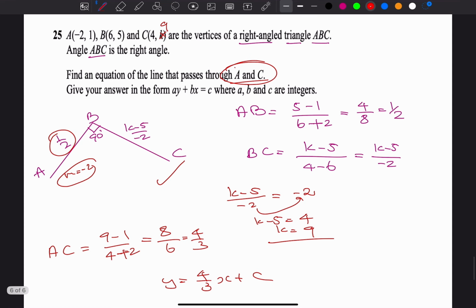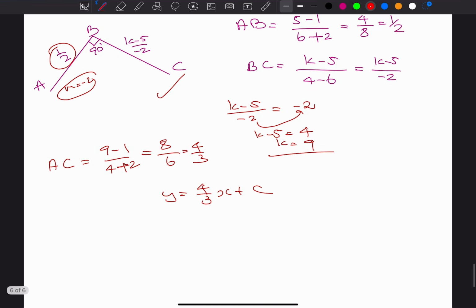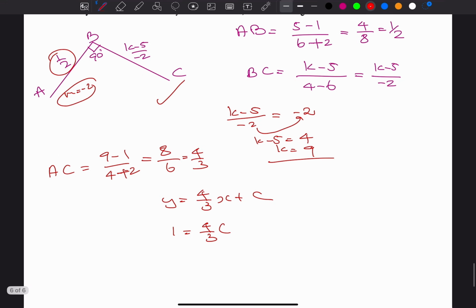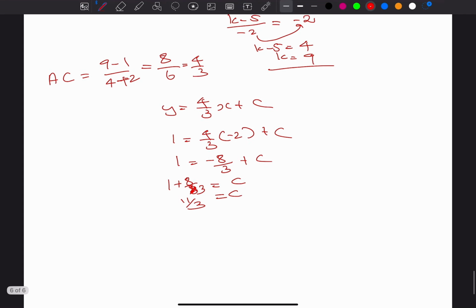It goes through A and C, so you can plug in whichever you want. I'm going to plug in A just for the sake of it. y is 1 equals 4 over 3, x is minus 2, plus c. 1 equals 4 times minus 2 is minus 8 over 3 plus c. c is, you add on 1, add 8 over 3. c works out to be 11 over 3. So your equation is y equals 4 over 3 x plus 11 over 3.